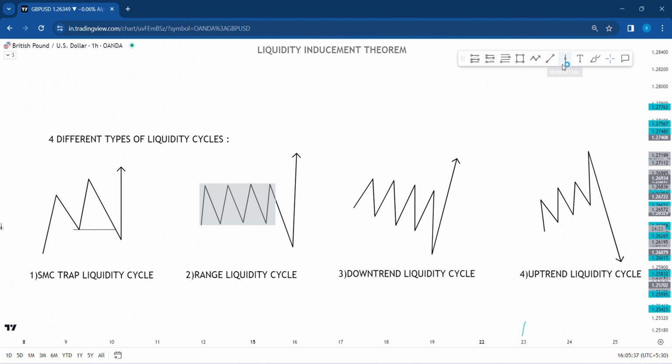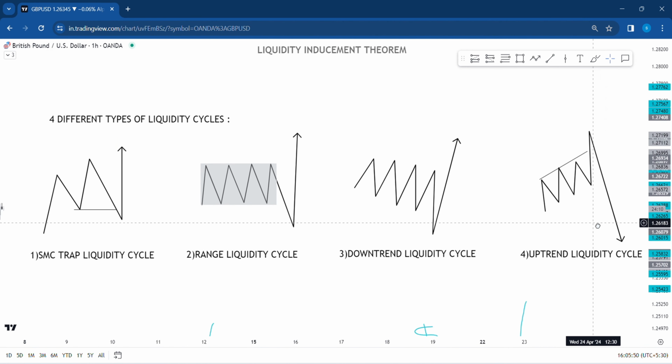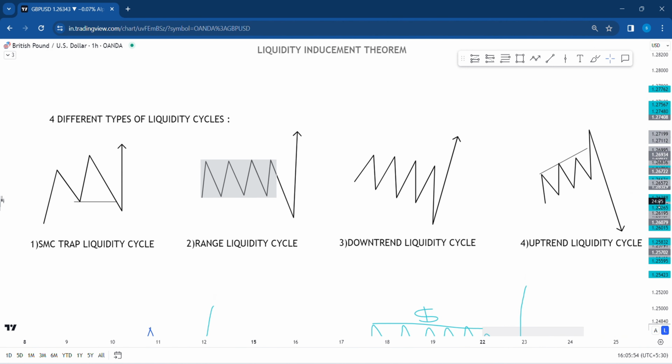Uptrend. First, they will accumulate the orders. A lot of people will think this is the break of the structure. They will buy here, but the market maker will take the liquidity and it will move down. So I will show you a number of examples now in the charts by using the liquidity cycle.